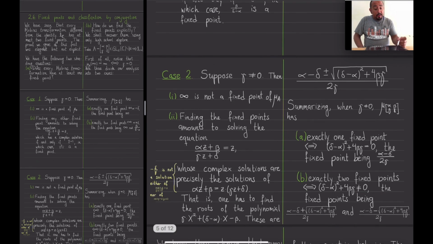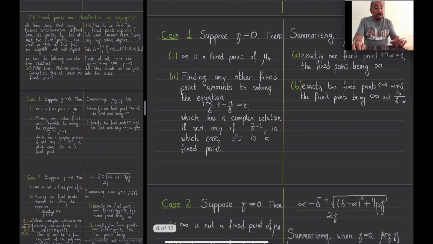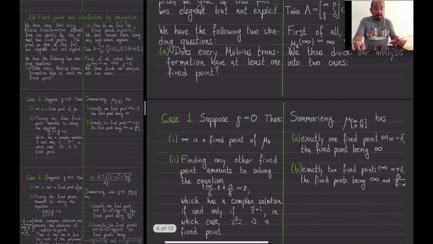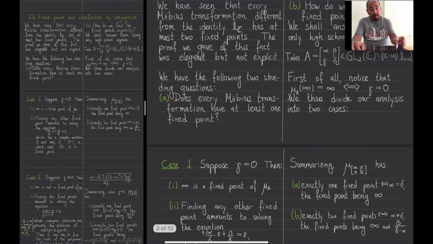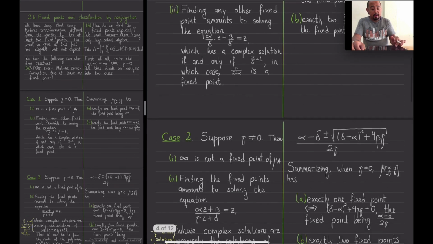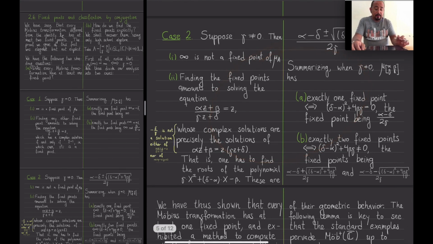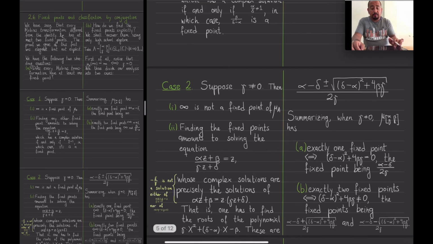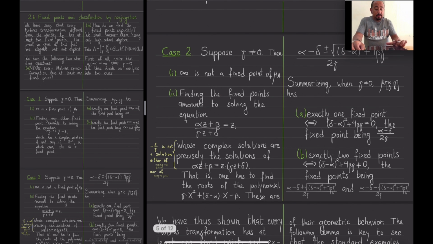Okay, and here again, we have at least one fixed point always. So now we see that every Möbius transformation has at least one fixed point, and we have some sort of algorithm to find them explicitly, right? Like in the first step, one asks whether gamma is 0 or not. If it's 0, one applies something. If it's not 0, one applies some other thing, right? And everything comes down to solving an equation of degree at most 2. So, okay.